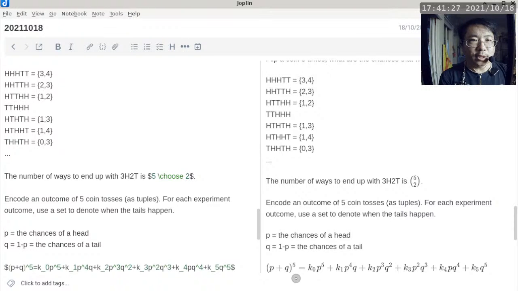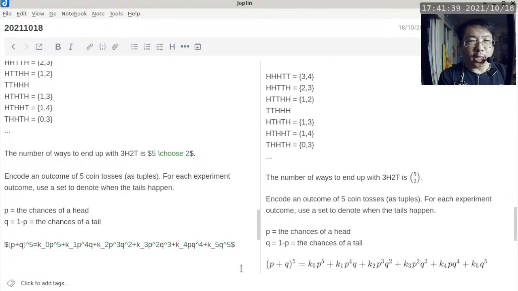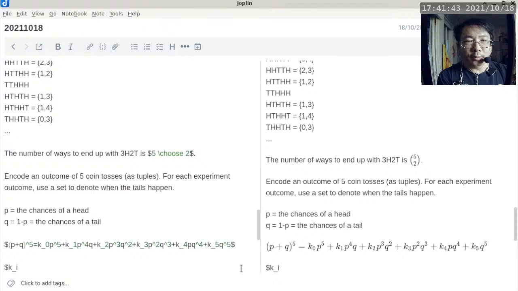All right, because this is just math stuff, right? So now the next question is, what is K0? What is K1, K2? How do we know how to calculate the constants, K of I? So K of I, in this case, is basically 5 choose I. It is 5 choose I.